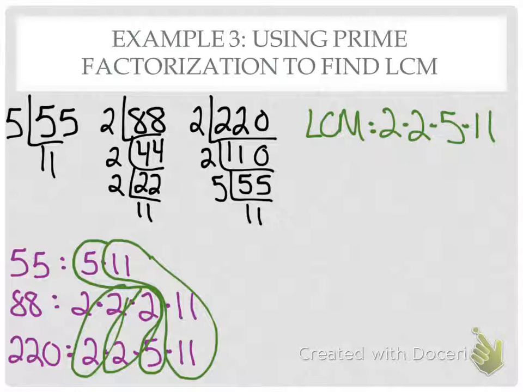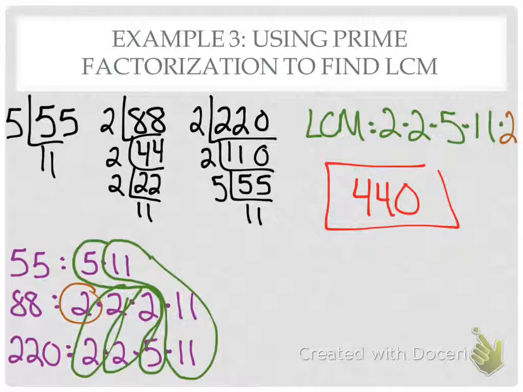But now do I have any leftover numbers? I have the leftover number 2. And now I multiply them all together to find my LCM. Okay, so put them in your calculators. All right, guys, what is it? 440. Very good.